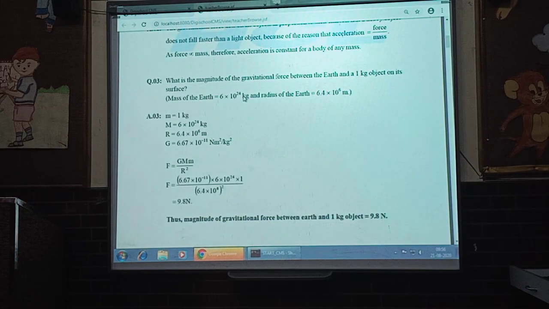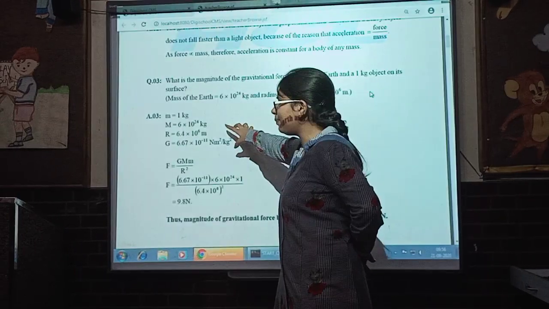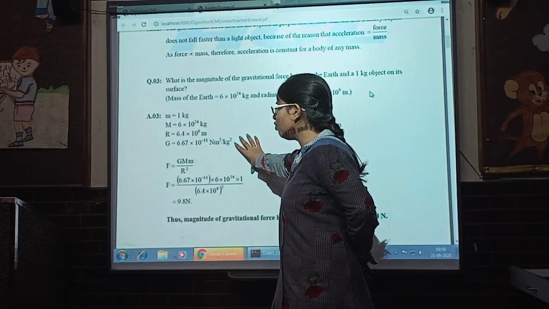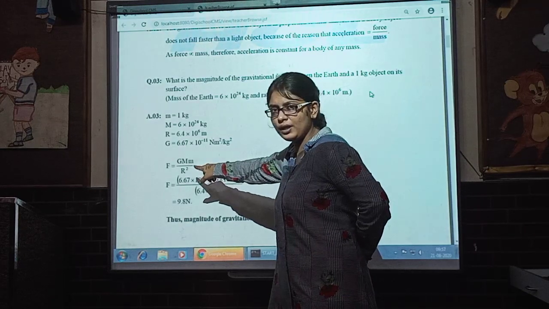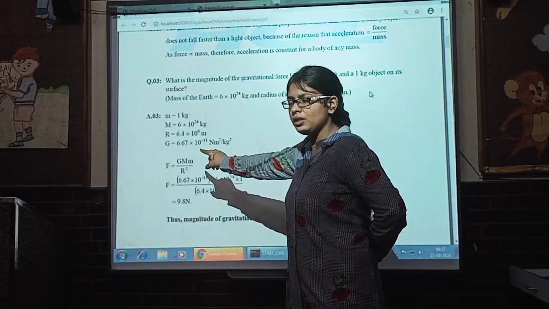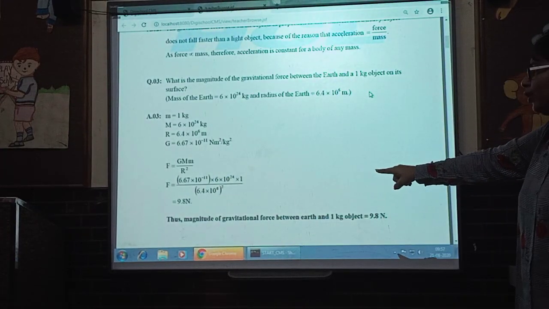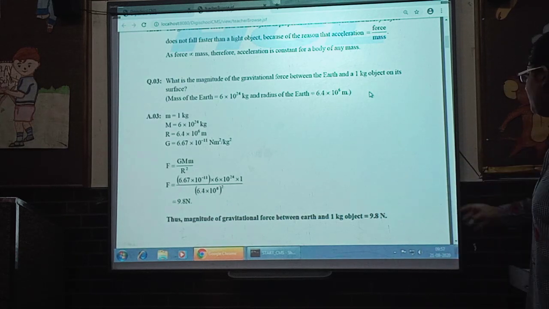After that: what will be the magnitude of the gravitational force between the earth and a 1 kilogram object on its surface? The mass of the object is 1 kilogram. The mass of the earth is 6 × 10^24, the radius is 6.4 × 10^6, and the gravitational constant is 6.67 × 10^-11. Then you put the values in F = G M m upon r². You will substitute the values and you will get the answer as 9.8 Newton. So the magnitude of gravitational force between earth and a 1 kilogram object will be 9.8 Newton.